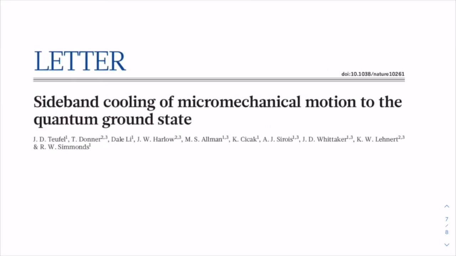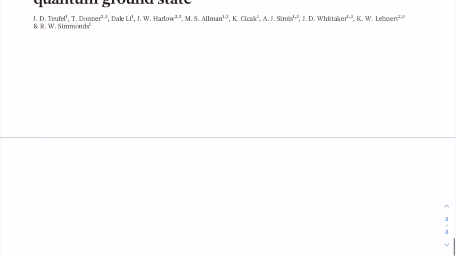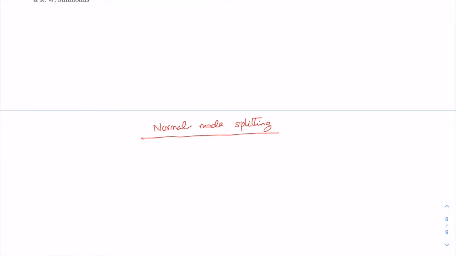One phenomenon well known in the context of two coupled oscillators is the so-called normal mode splitting. It is an important phenomenon because it is a definite signature of coupling between two oscillators. So normal mode splitting is a definite signature of coupling between two oscillators.